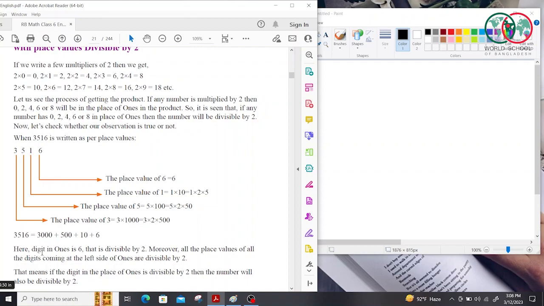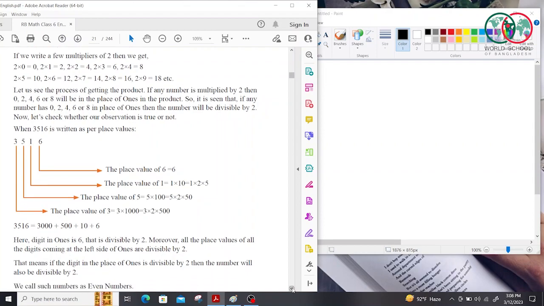So here we can see that the digit in the ones place is 6, and it is divisible by 2, and all the place values of all the digits on the left side of the ones are divisible by 2. That means other values like 10 is divisible by 2, 500 is divisible by 2, 3000 is divisible by 2. That means this whole number is divisible by 2.